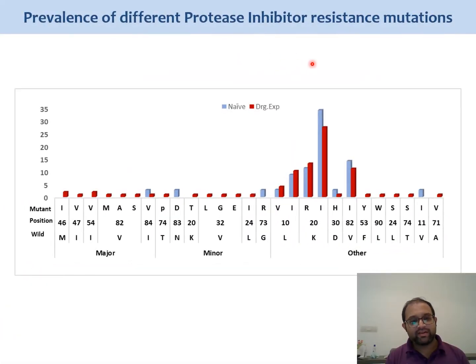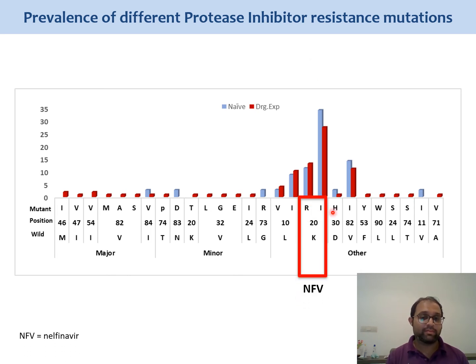And these are the results for the protease inhibitor resistance, and you'll see that the important mutation K20R, which renders nelfinavir ineffective, is prevalent in both drug experienced and drug naive patients. So I already told you that we haven't looked at integrase inhibitors yet. We are going to do that in the next few months.